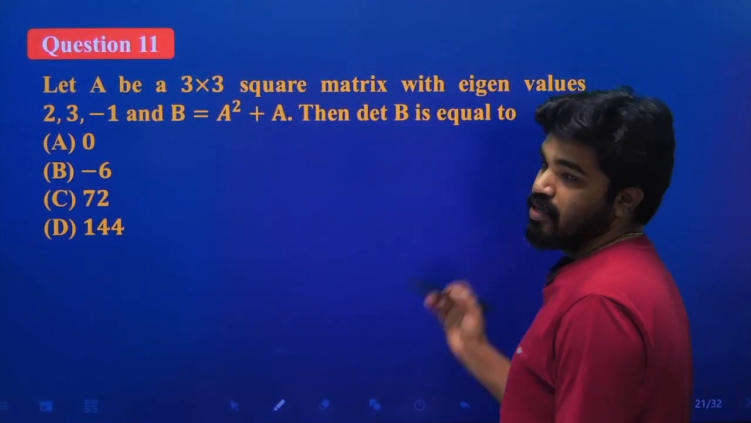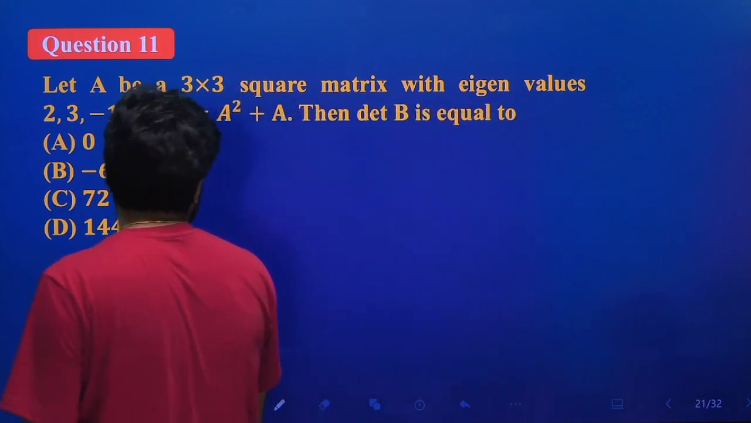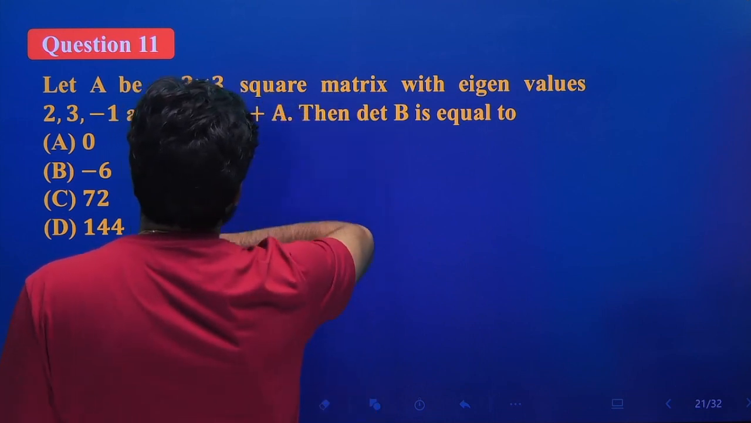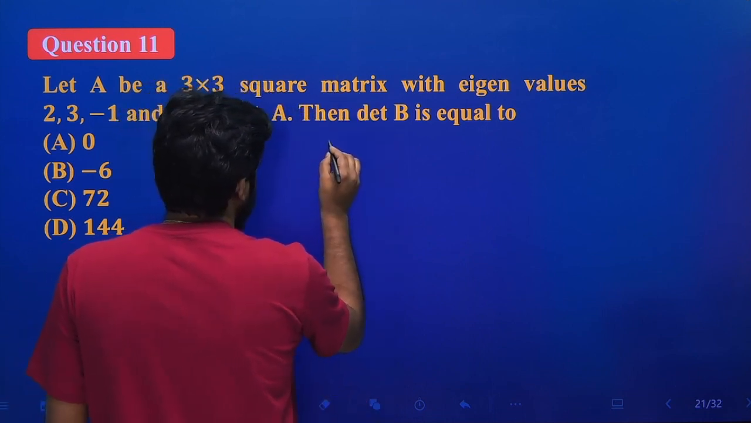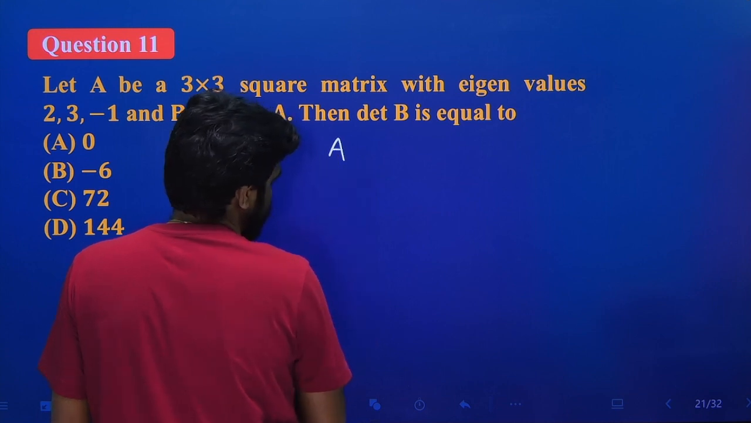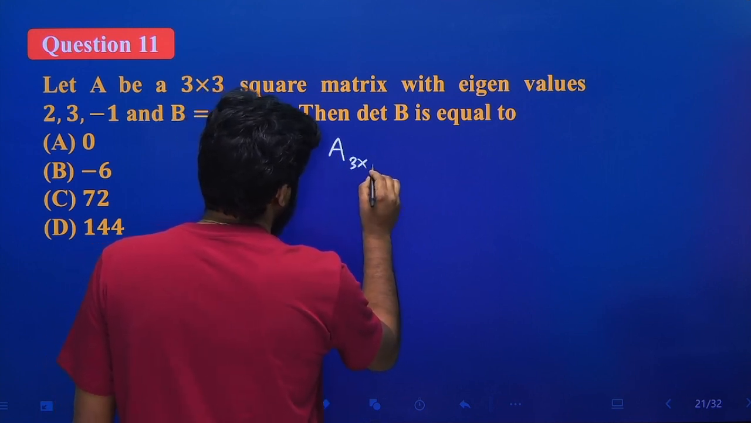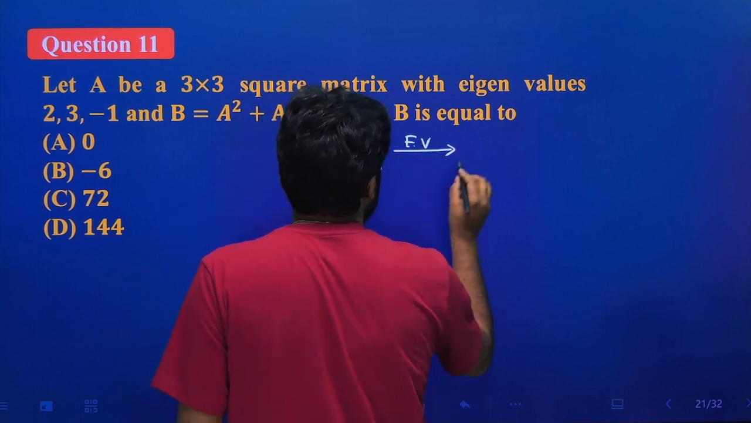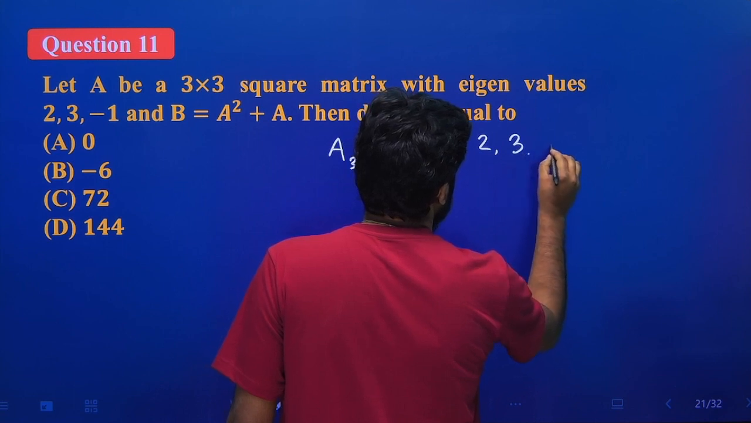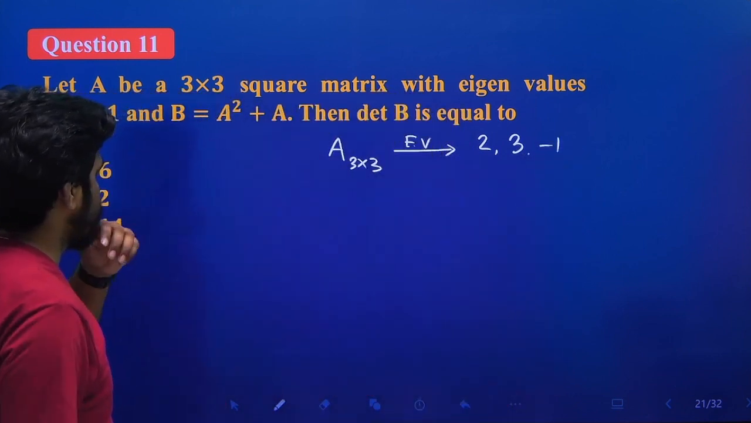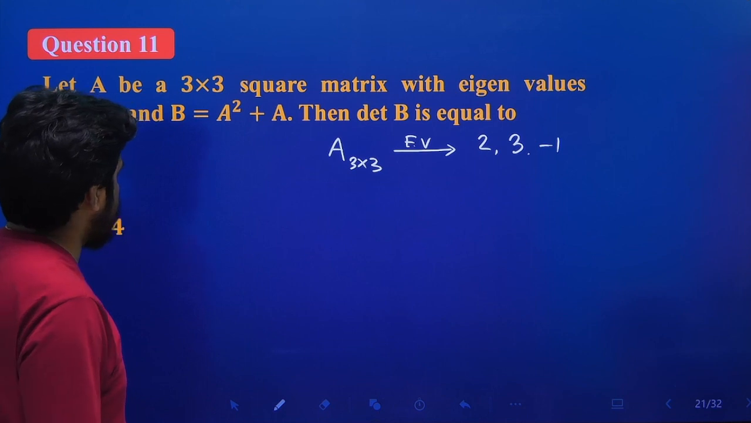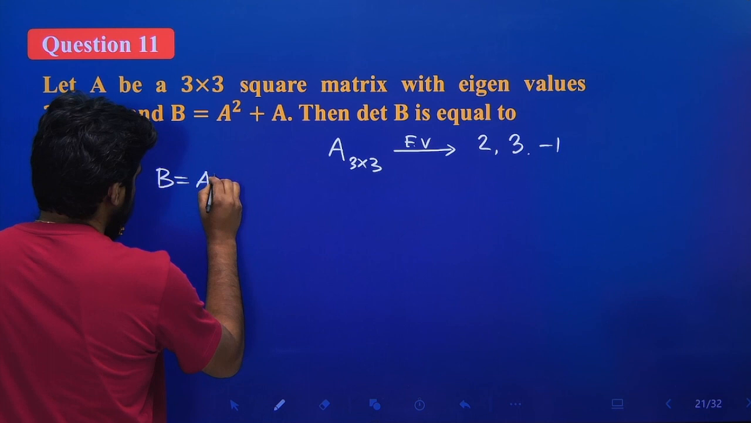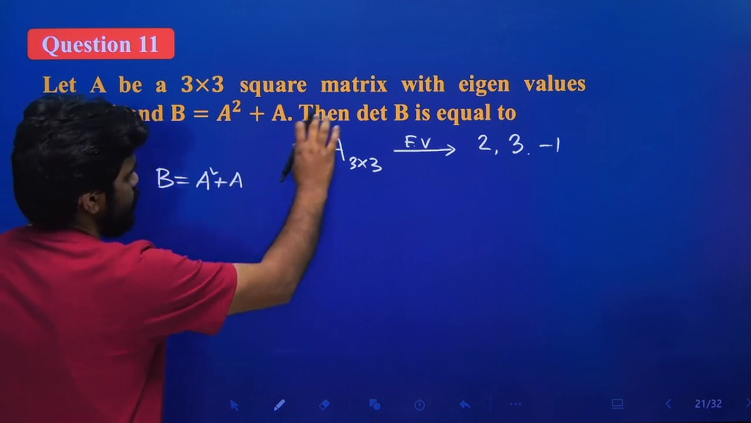So what is given here? Just see this problem. Let A be a 3 cross 3 matrix with eigenvalues 2, 3, minus 1. What are the eigenvalues of A? The eigenvalues of A are 2, 3, minus 1. Then B is equal to A square plus A. Then find the determinant of B.